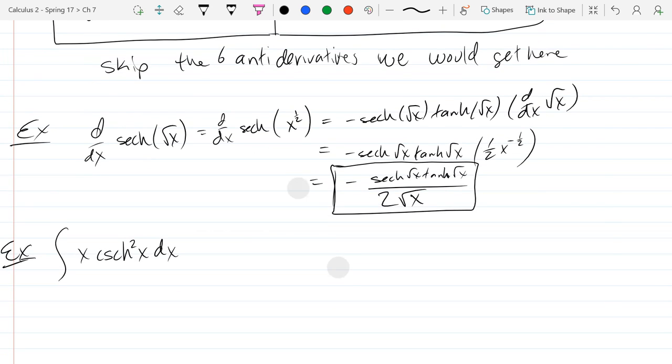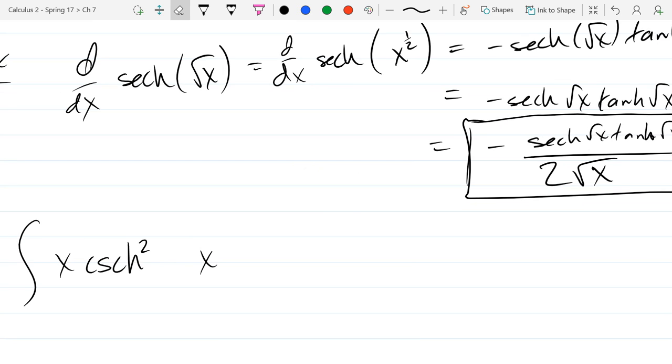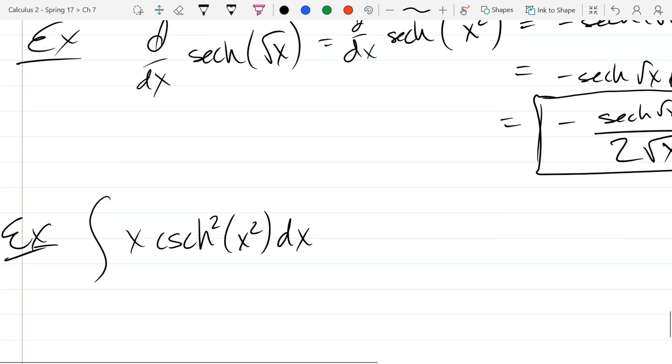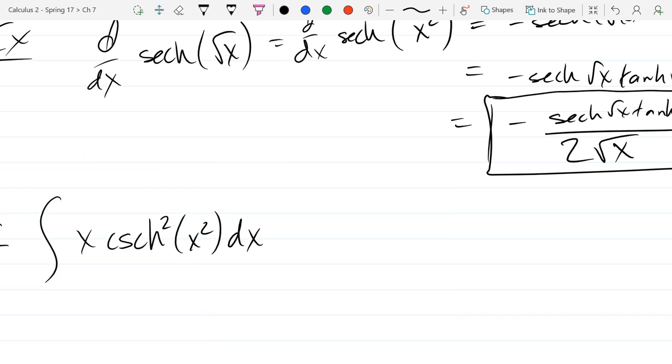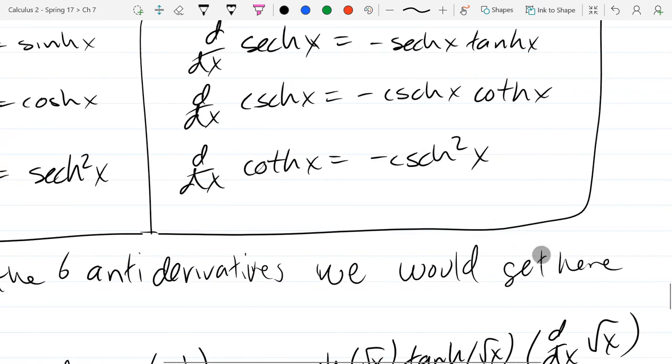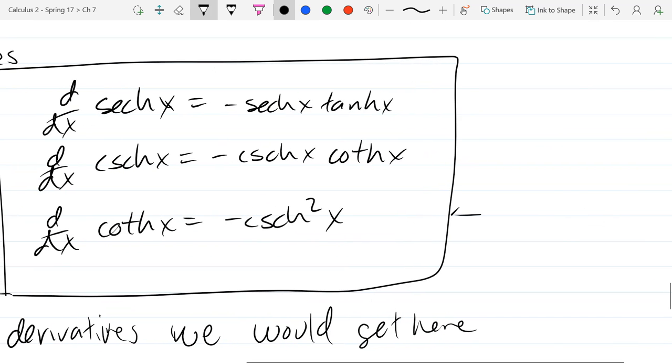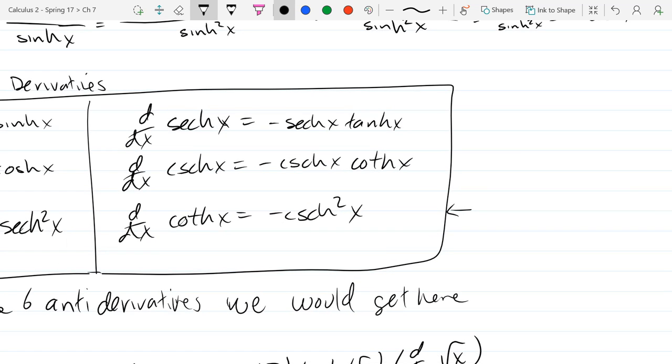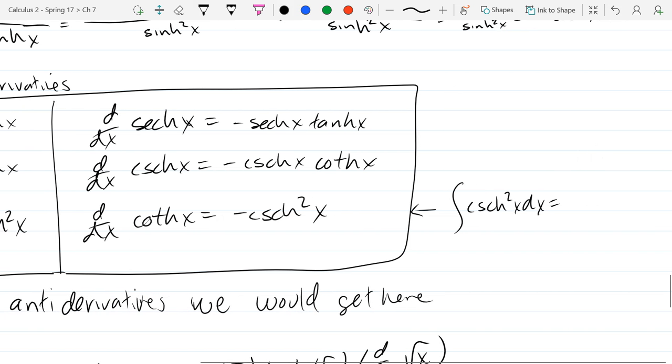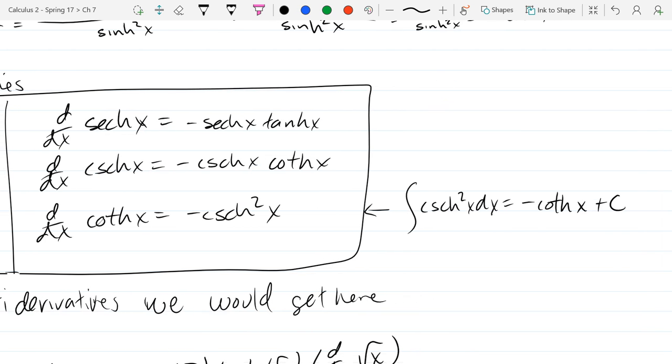I need cosecant hyperbolic squared of x squared for this to work out. So let's write down the cosecant squared hyperbolic antiderivative. If we look over here, there's an antiderivative I can use. I'm using the last one here. The antiderivative of the right side is the left side. I'm going to move that negative to the other side, so it's going to equal negative cotangent hyperbolic x plus a constant.